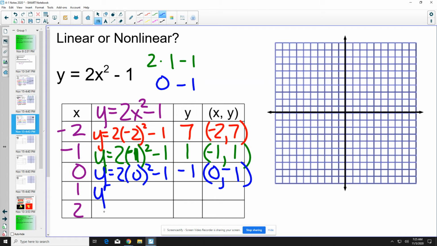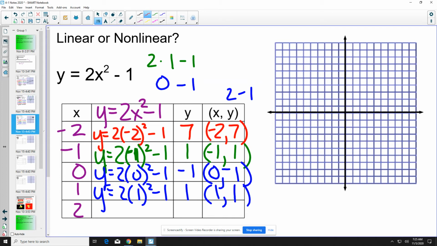Now we're going to put 1 in for x. So I'm going to have 2 times 1 to the second minus 1. Write this in your table. 1 to the second. 1 times 1 is 1. 2 times 1 is 2. That's going to be a 2 minus 1. 2 minus 1 is 1. So my y value is 1, my x value is 1. My point is 1, 1.